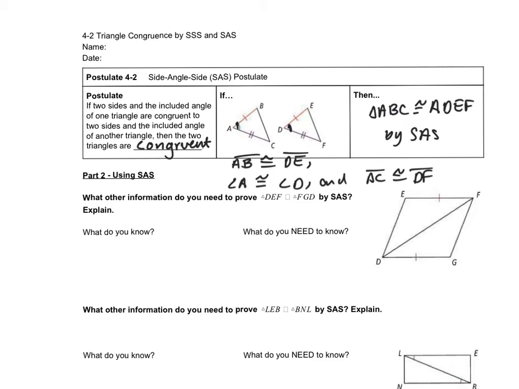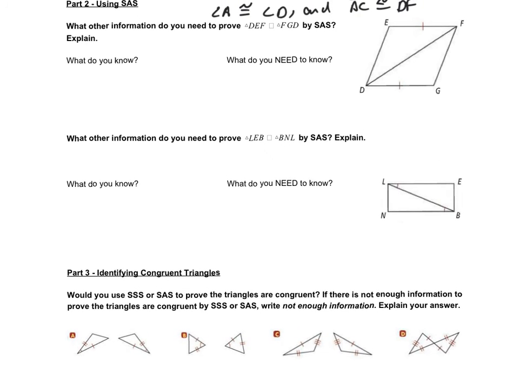All right? So in part 2, it asks us, what information do we need to prove that triangle DEF is congruent to FGD by side angle side? So let's list what we know. Well, we know that EF is congruent to side GD, all right? And then we also know that side FD is congruent to side FD by the reflexive property of congruency, all right? So here we have two sides that are congruent.